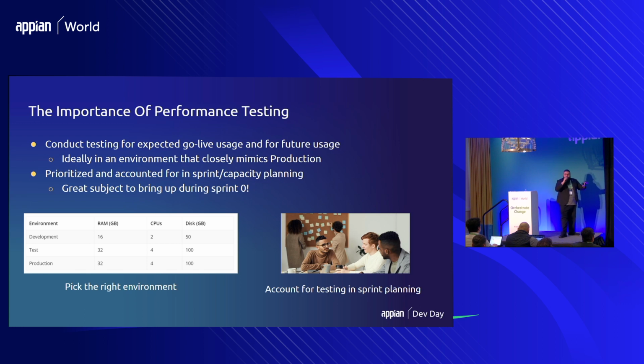By the way, that quip I made earlier about UAT testing, that's not a substitute for performance testing. The kind of activity that's going on during then is likely not to be indicative of what goes on in production. Finally, performance testing is a bit of an effort, but it can have big payoffs. So it's great to prioritize and account for this sort of testing during your capacity planning, sprint planning, and if you're just starting a project, really great topic for sprint zeros.